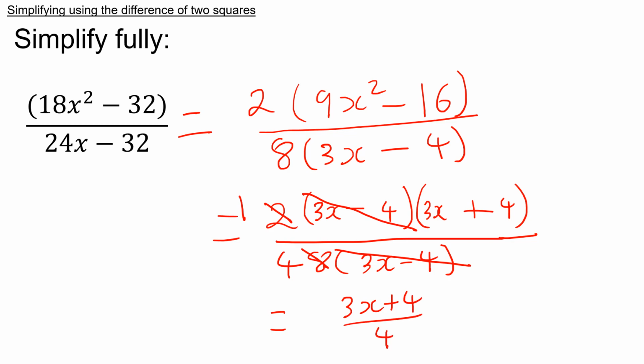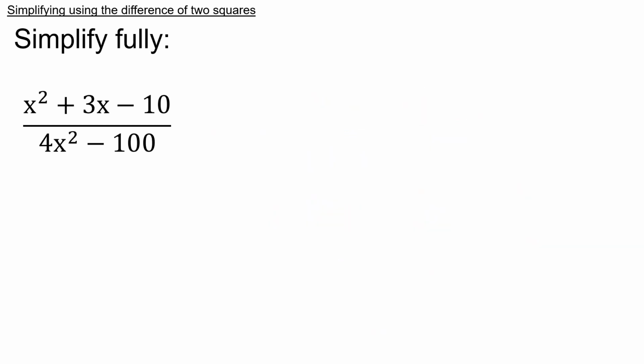We might need to combine our knowledge of factorizing quadratics. We want to simplify this expression, and to do so we need to factorize the expressions on the top and bottom of the fraction. On the top of the fraction we have a quadratic expression, so I'm going to write two brackets. I want a pair of numbers that will multiply to give minus 10 and add to give 3.